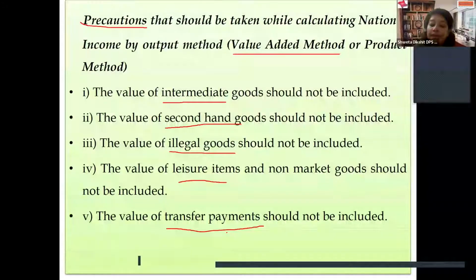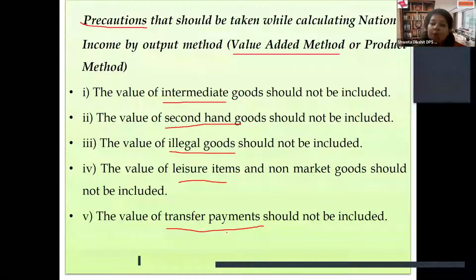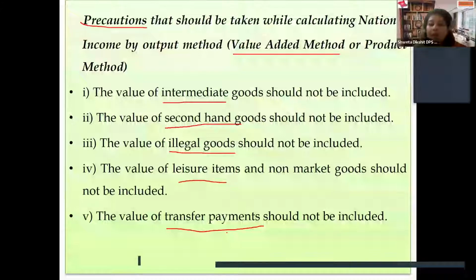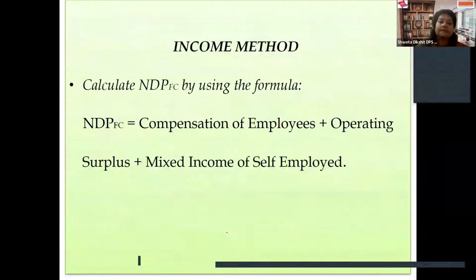Now the question is why? They are also being circulated in the economy, but why not? Because they are not earned. No value addition has been done to get them. It is just being transferred from one hand to the other, that means from the government's pocket to a layman's pocket. It's not adding any value to the economy. It's not helping the economy to grow. Therefore, transfer payments are also not a part of the value added method.